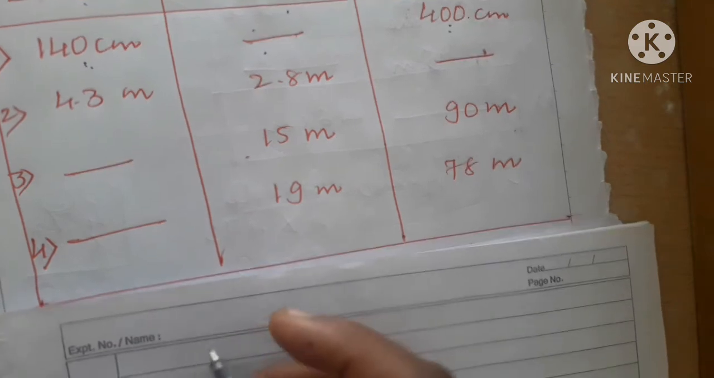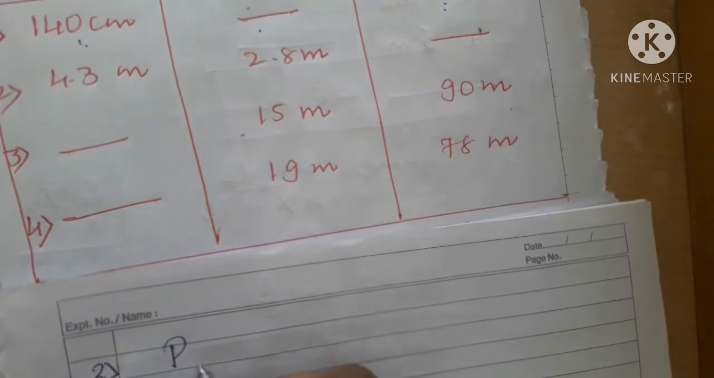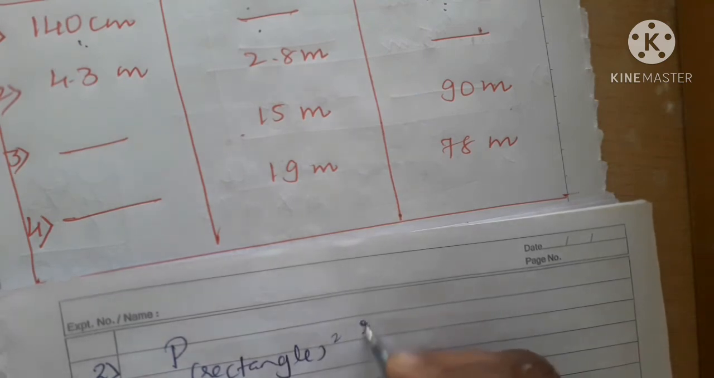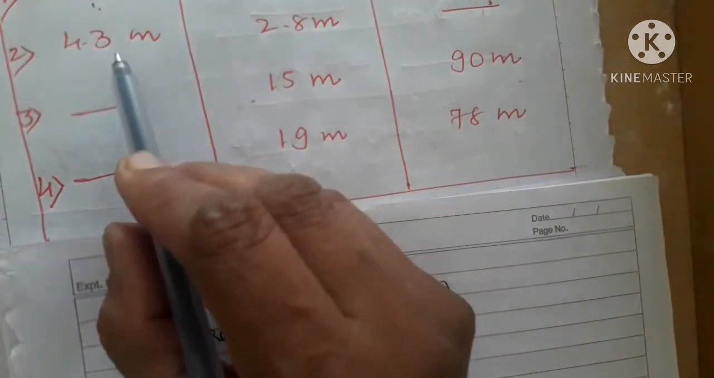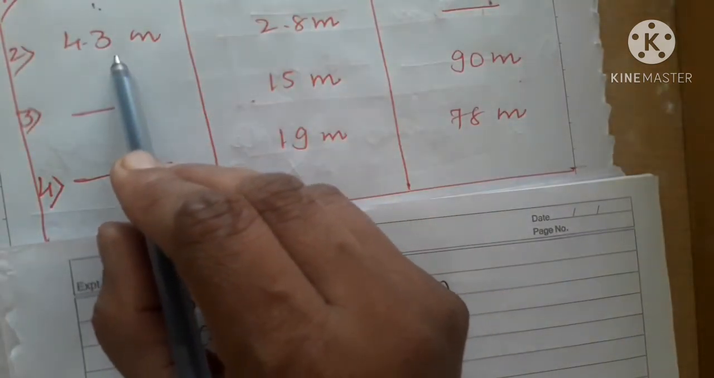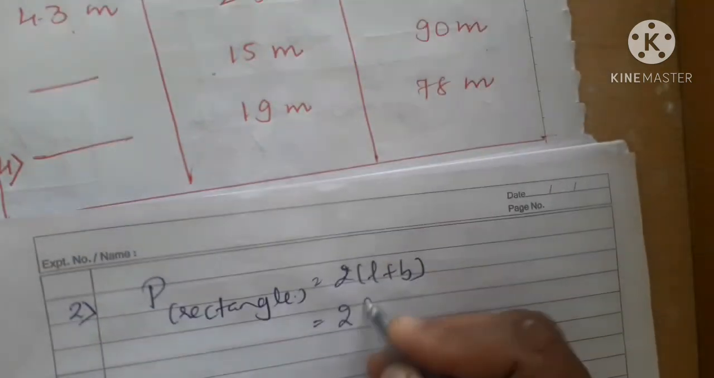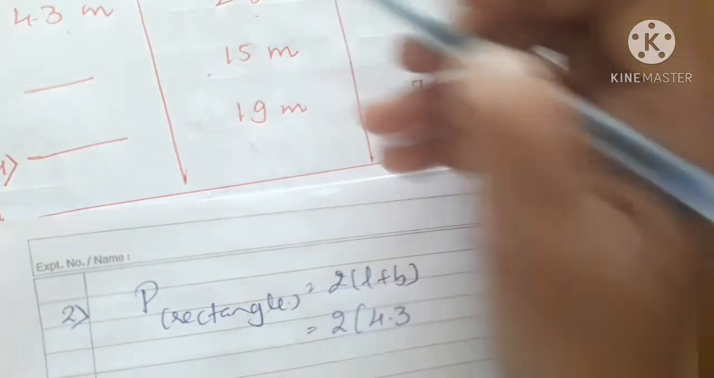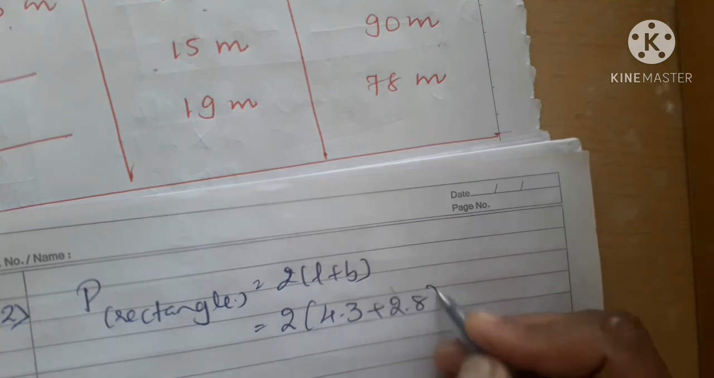Now see the second question given here. Again I will write the perimeter of a rectangle, that is 2 into (L plus B). Now substitute the correct values for 4.3 meter. That is, the length is 4.3. I will write it as it is given, and breadth is 2.8. So in place of breadth I will write here 2.8.